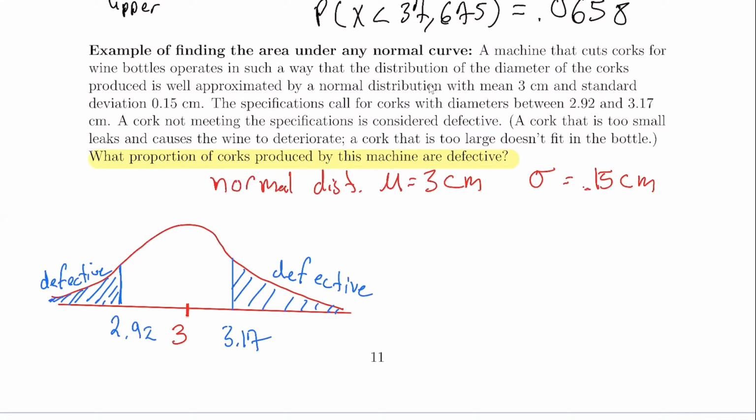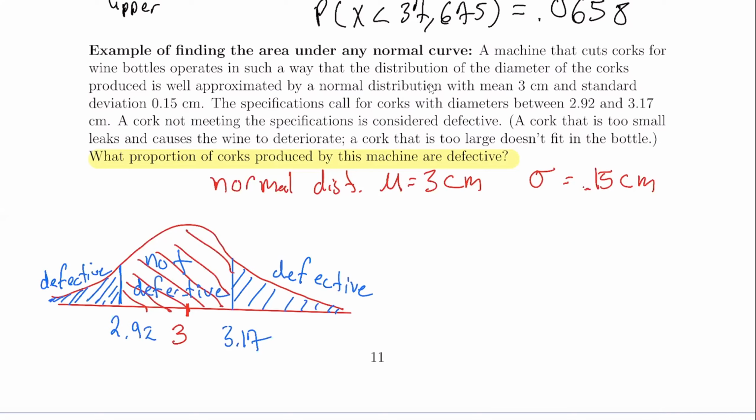So we want to find the area of the blue. But the thing is, you really don't want to do that, because you kind of want to use the complement rule for this. What you want to do is find the probability that the cork is not defective. So we want to find the probability that the cork is not defective, because that's going to be easier.